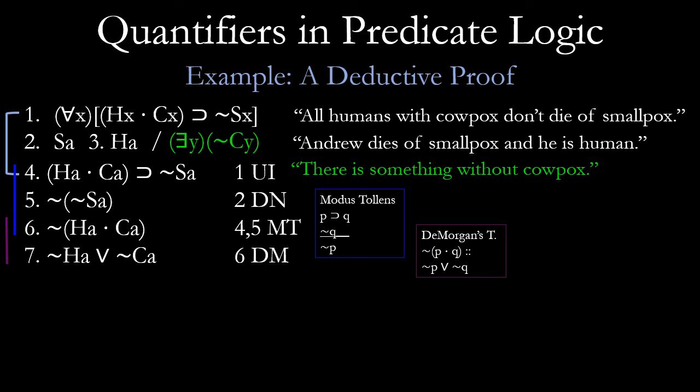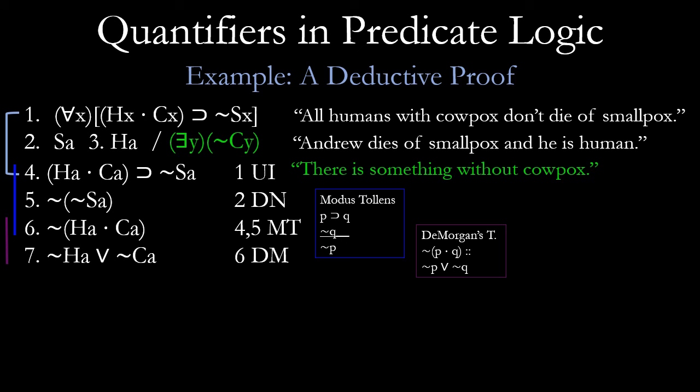As a reminder, this is one application of De Morgan's theorem. De Morgan's theorem is a rule of replacement, which means we can take a segment of a line. This is not necessary here because we've done this with the entire line, but you could take a small segment of a line, and if you see this structure, then you can replace it with the latter structure. It's a rule of replacement.